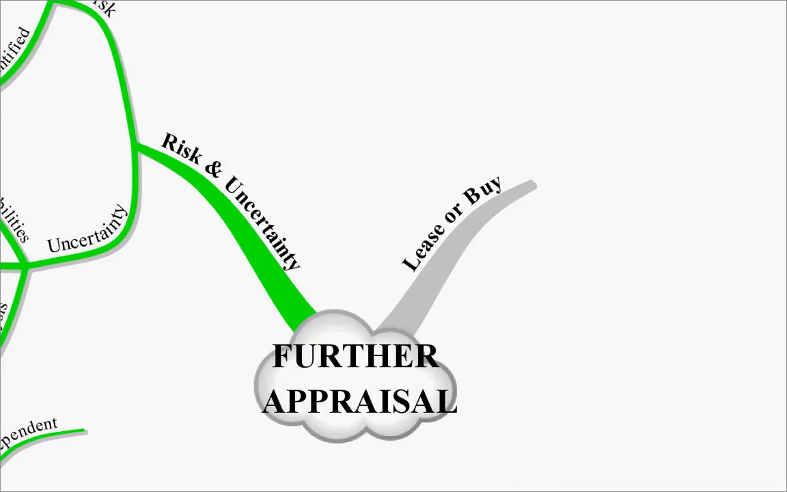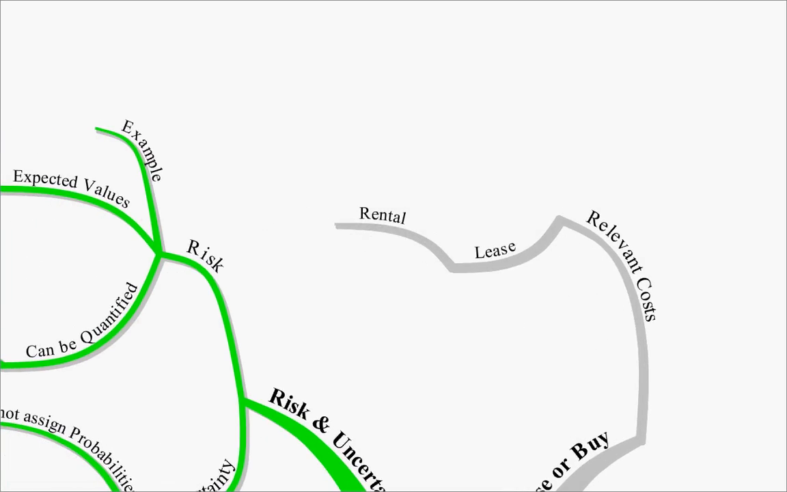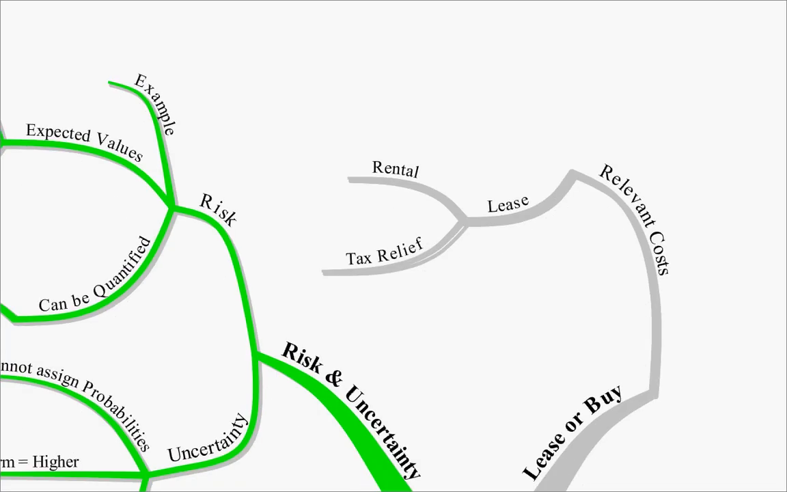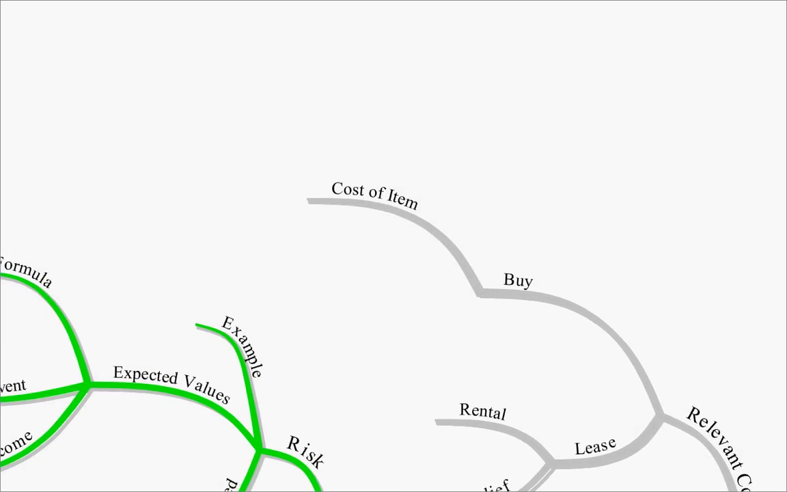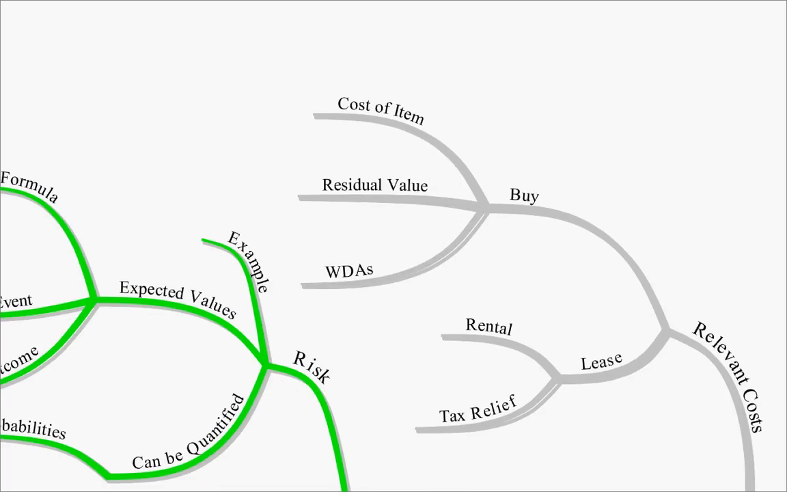That brought us on to lease versus buy. Should we lease an item or should we buy it outright? What we need to remember are the relevant costs for each. For leasing an item, the relevant costs are the lease rental, and remember that we get tax relief on that lease rental. So you'll need to multiply the rental amount by the tax rate to get the tax relief that you get on the lease amount. When we're buying, the relevant costs are the cost of the item, the residual value that we sell it for at the end of the term, and remember that you will get tax relief because you bought the item. So you get tax relief in the form of written down allowances, which we've already met in our NPV calculations.